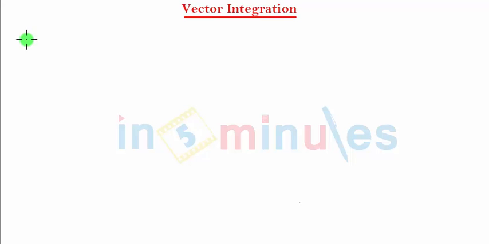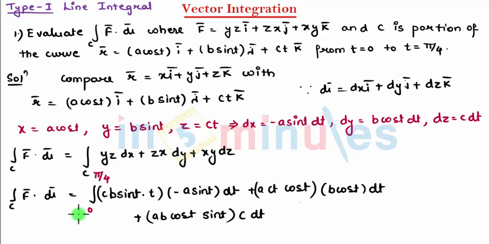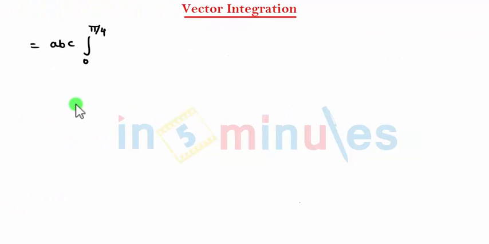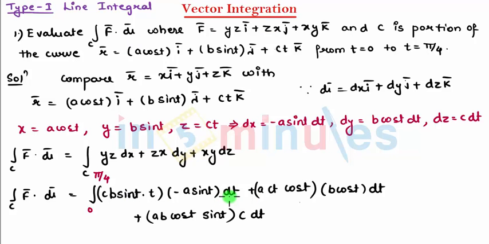So now after taking the constant outside, that will be abc times the integral from 0 to pi by 4. Once I solve this properly, I take abc outside, and the first term will be minus t sin square t dt.